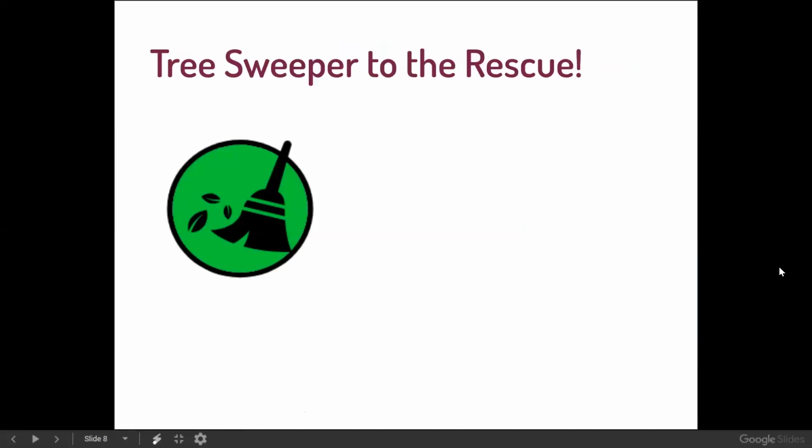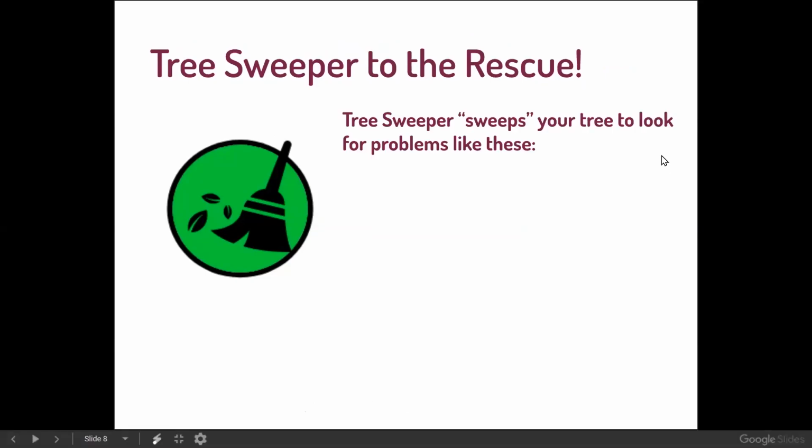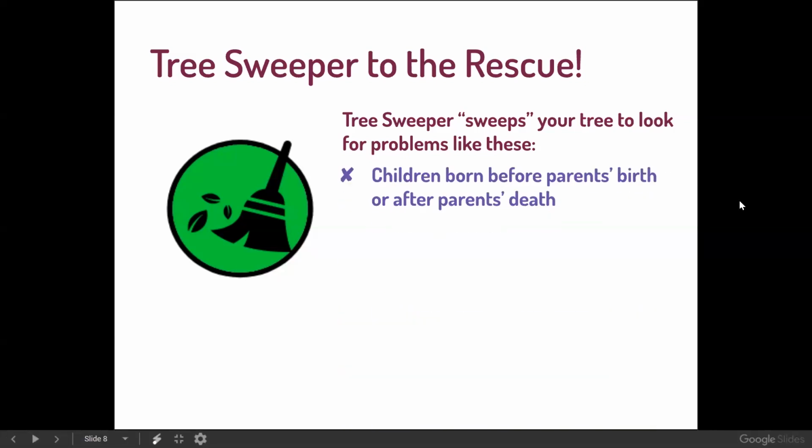So Tree Sweeper is one of the tools that can help us clean up Family Tree. And that's one of the reasons that I am so thrilled with it, because I believe that it's a very useful tool. So Tree Sweeper sweeps your tree, so to speak, or basically crawls your lines to look for problems like these. Children born before their parents' birth or after their parents' death.